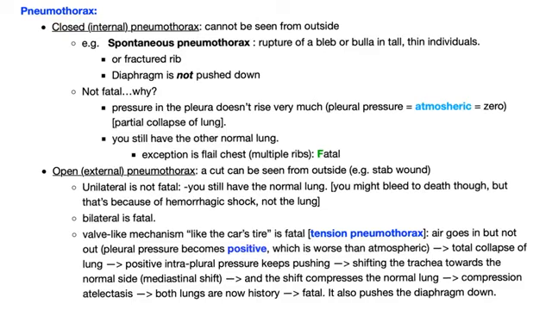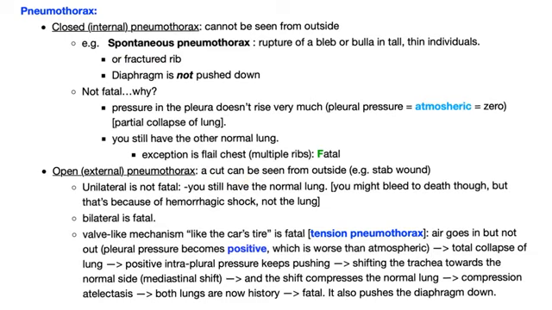Pneumothorax has two main types. Closed or internal pneumothorax: you cannot see it from outside, so you don't see any cut in the chest wall. Open or external pneumothorax, that's when someone stabs me with a knife. A cut can be seen from outside. Okay, let's talk about closed pneumothorax.